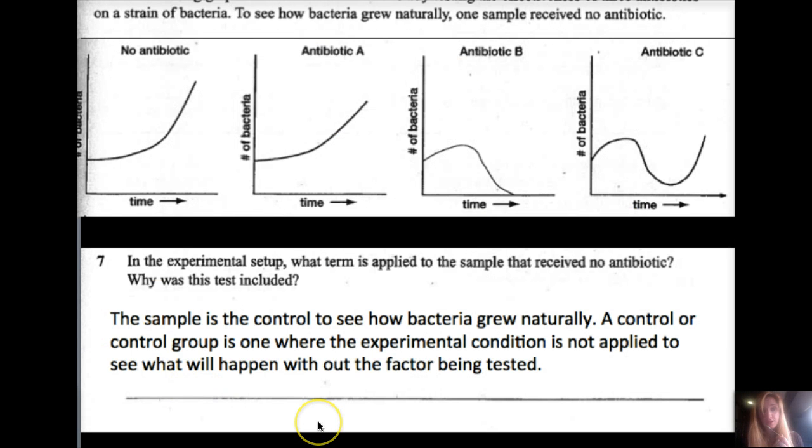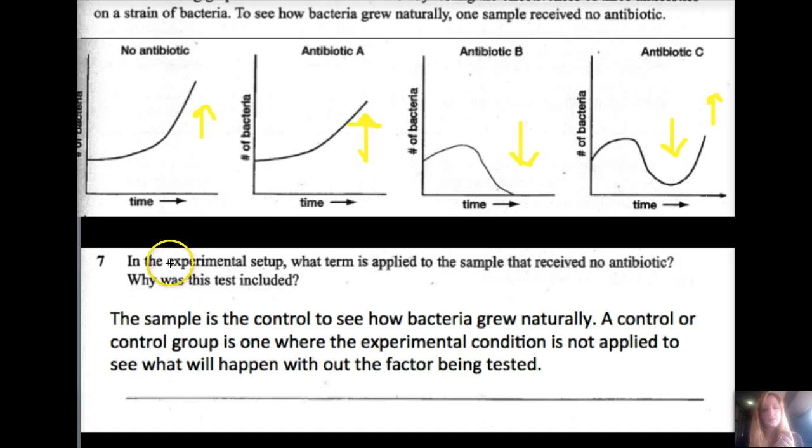Okay, so make sure that you have those drawings in there. I'm going to do them again. No antibiotic increased. Oops, A also increased. B decreased overall. Then C decreased and then increased. Okay, so make sure you have those notes. It's really important you mark it up. It helps.